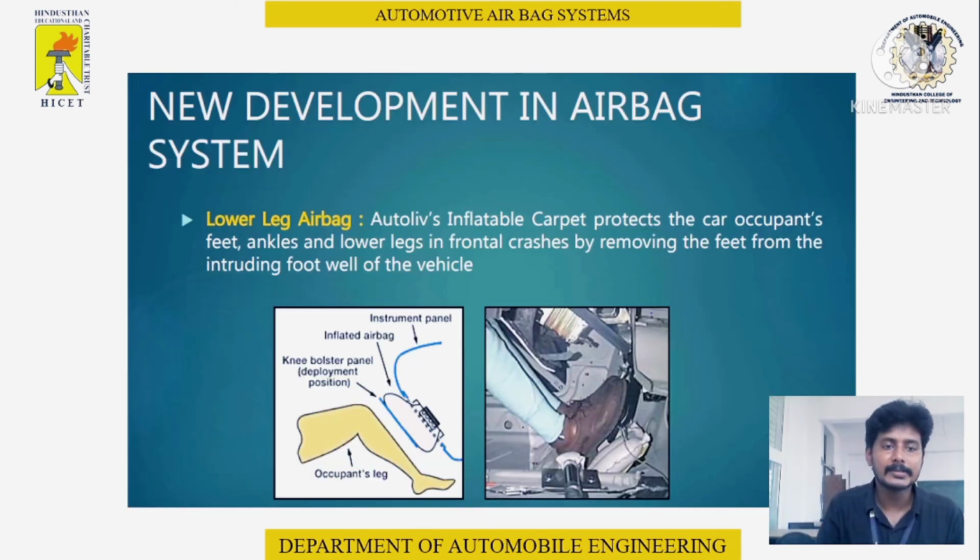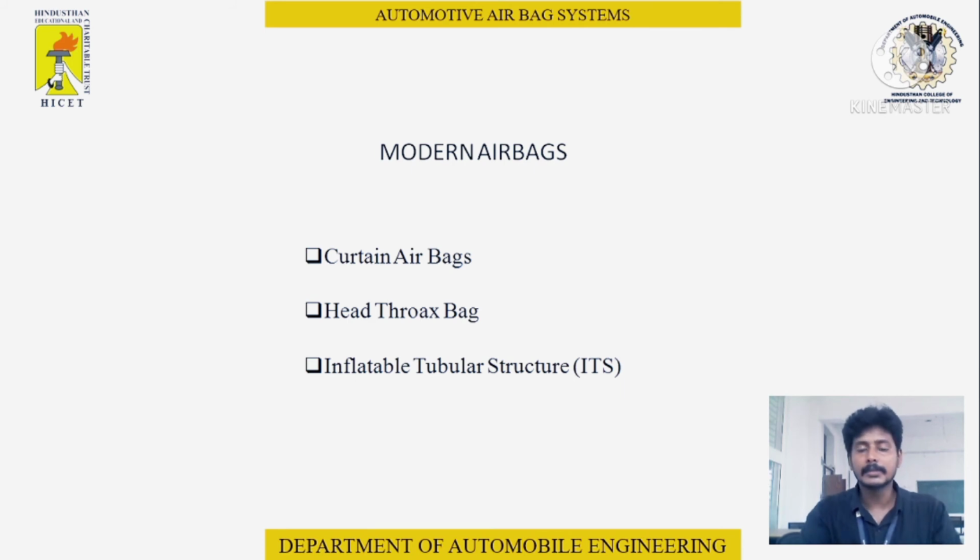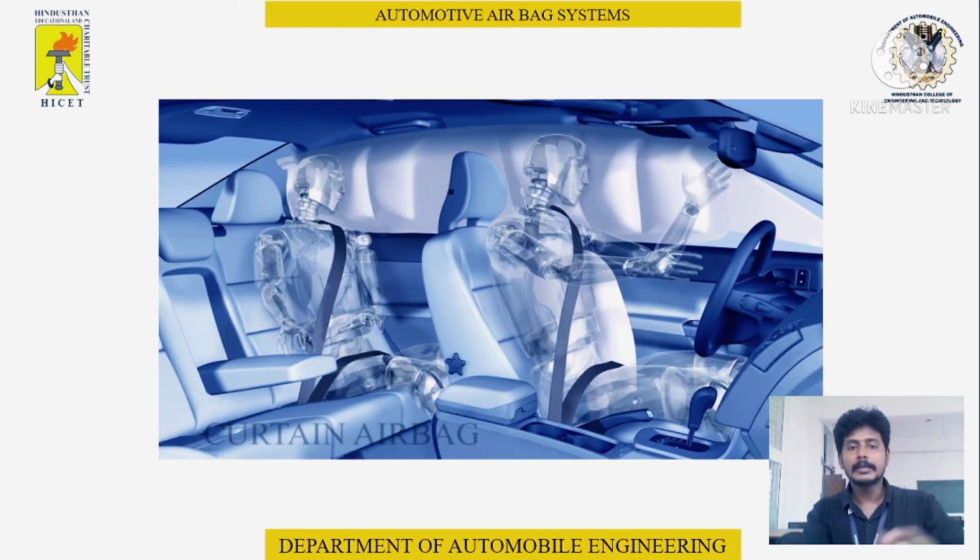New developments in airbag systems and R&D: these are new things and modern airbags. This is very important for modern culture and new trends also. First one, curtain airbags, head torso airbags, and tubular airbags. Modern cars like the EcoSport have curtain airbags. From the window side, the airbags will open.